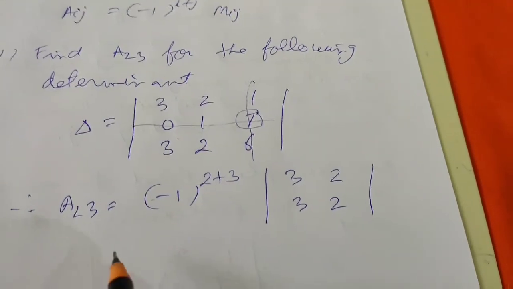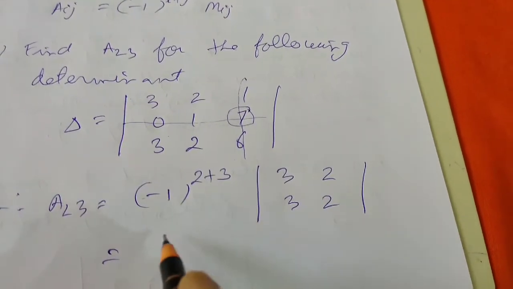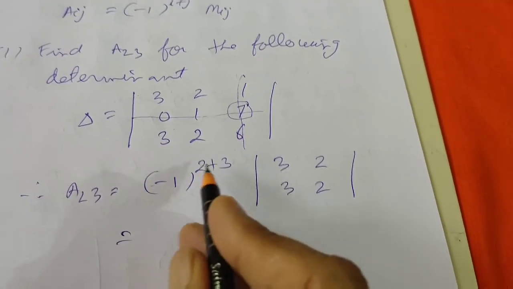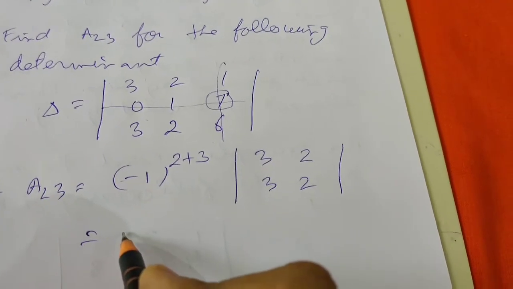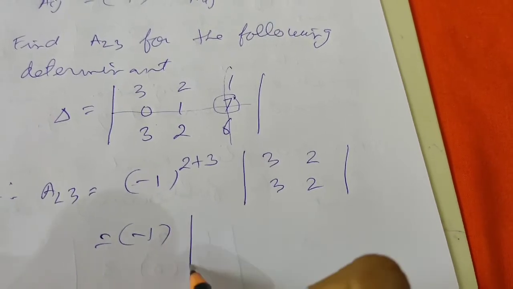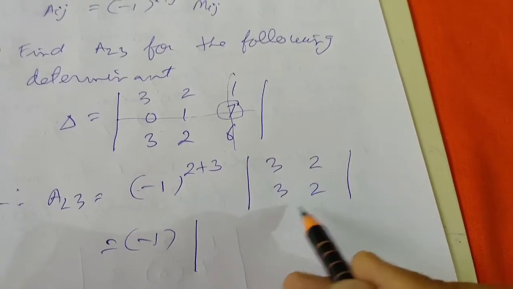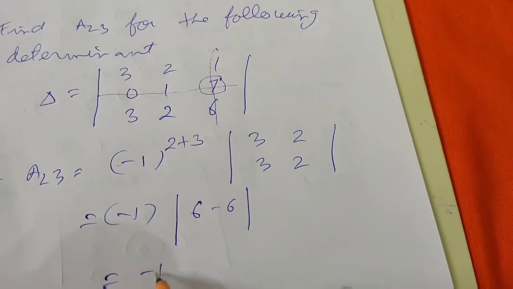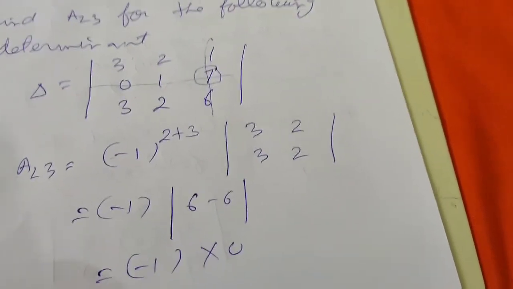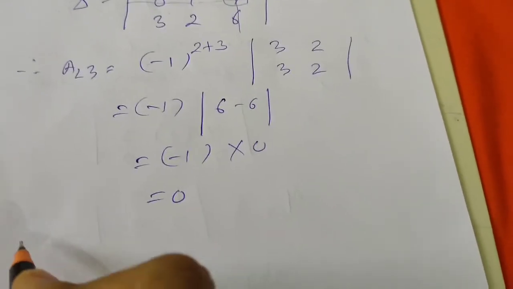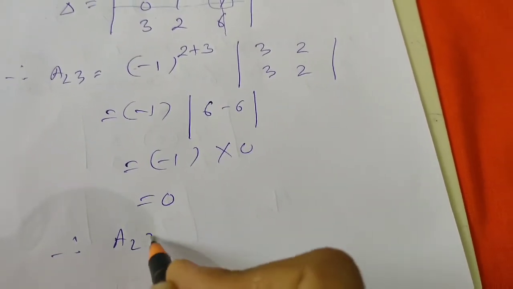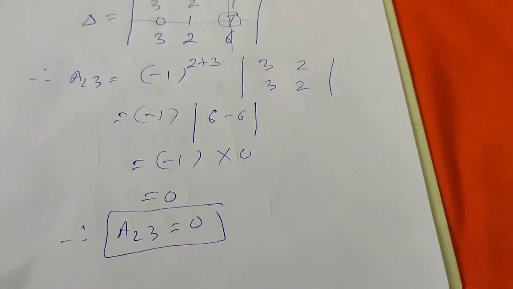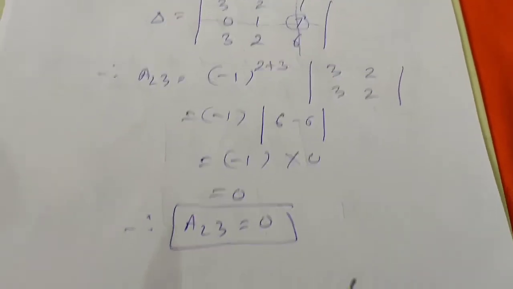Solving this we get minus 1 raised to 2 plus 3. 2 plus 3 is 5, which is an odd number, so minus 1 raised to an odd number is always minus 1. So minus 1 multiplied by 3 into 2 minus 3 into 2, that is 6 minus 6, which is 0. So minus 1 into 0 is 0. Therefore, A23 equal to 0. This is our cofactor of the element in position 2, 3.